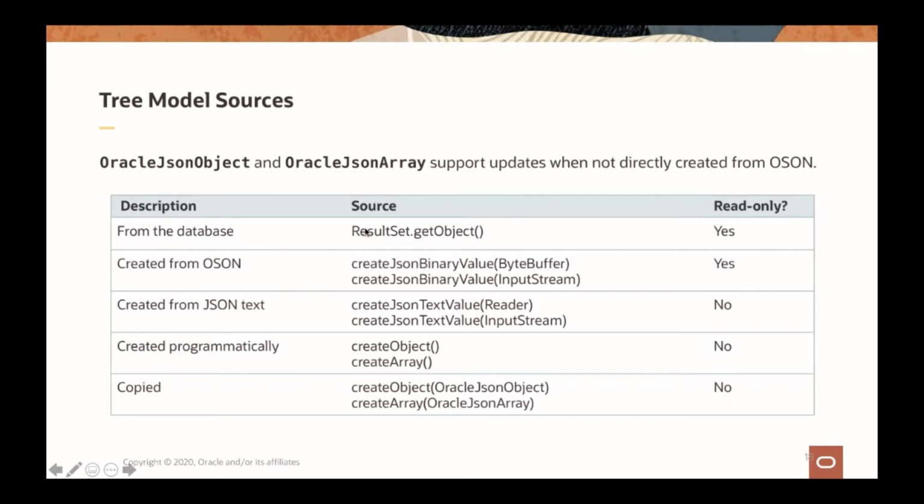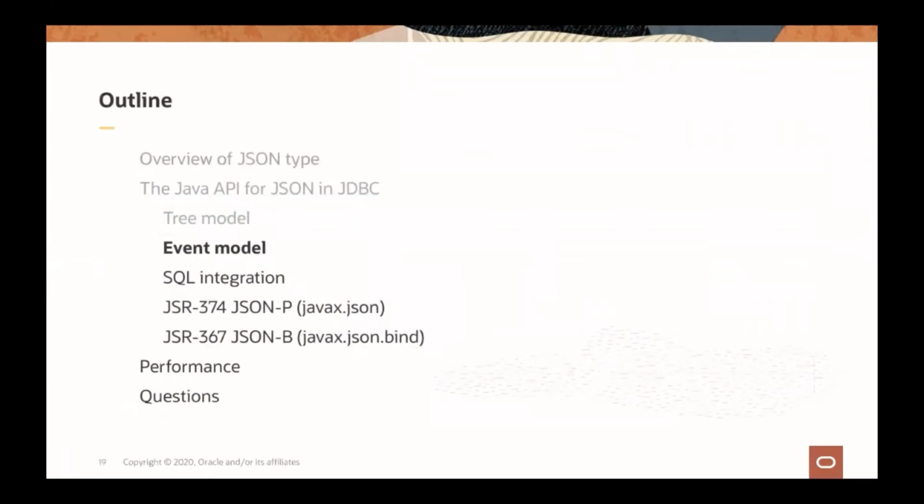So if it comes from the database, which I'll explain how that works in a second, it's backed by the binary that was stored in the database. So yes, it's read-only. You can't modify the values coming back from the database. If you create it directly from an Oson source, maybe a file or a cache, then it's also backed by Oson, so you can't modify it. If you bring it in from a JSON text value, then you can modify it. If you new it up programmatically, then you can modify it. And then we also have these copy methods. So if you got one of these values from the database and you wanted to make changes to it, you can make a copy of it, and then that copy you would be able to modify. So that's the tree model.